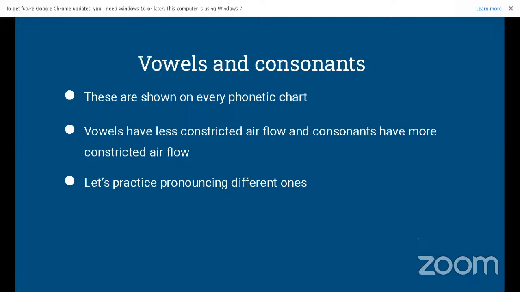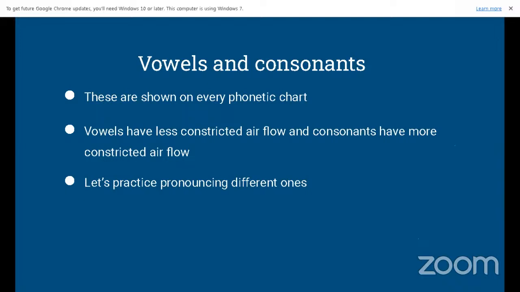Any examples? A simple example. One letter of vowel, you tell me. A. Very good. How did you pronounce it? What did you do? You just opened your mouth. You said A.